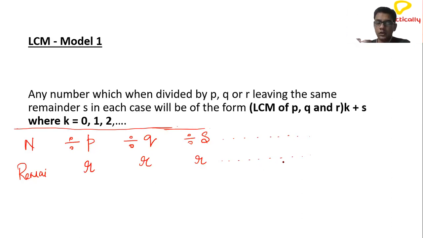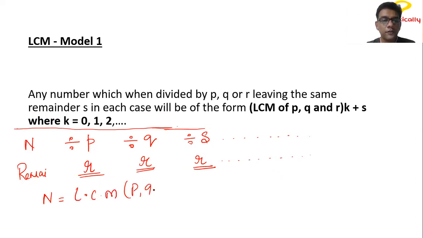Do you recognize what's unique about this? The unique thing is that the remainders are the same for all the divisors. If that is the kind of question thrown at me, then the number will always be in the format of LCM of your divisors, into, let's say, k, plus r.